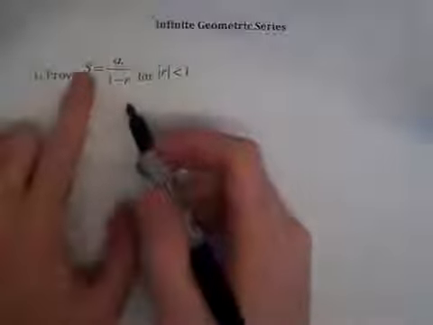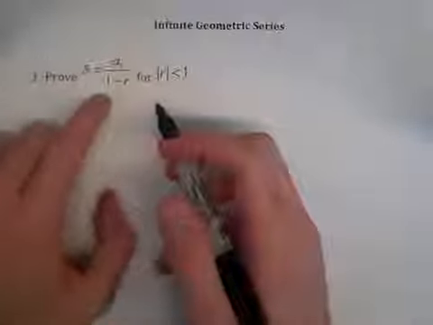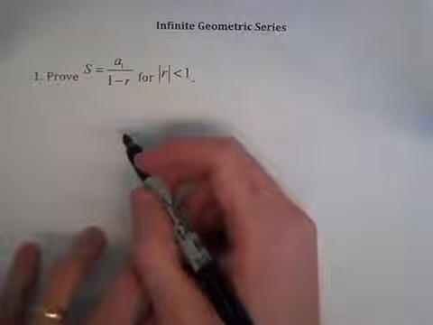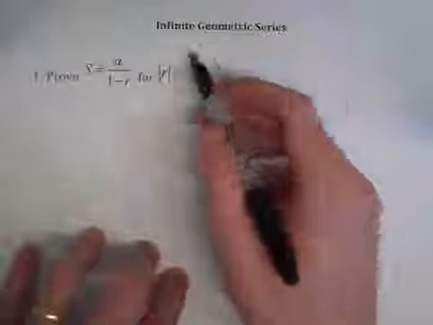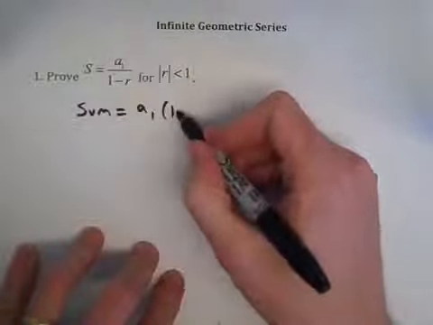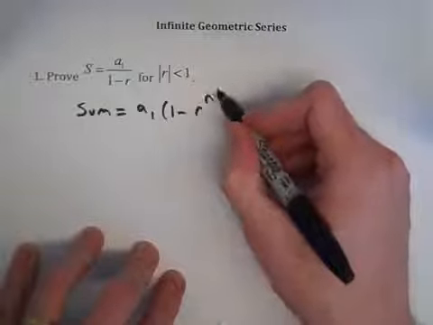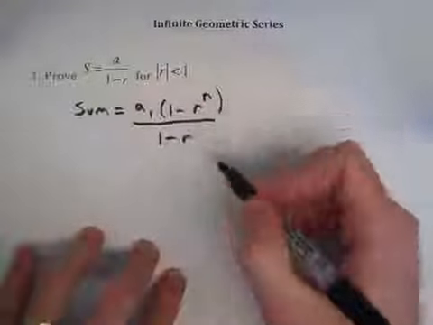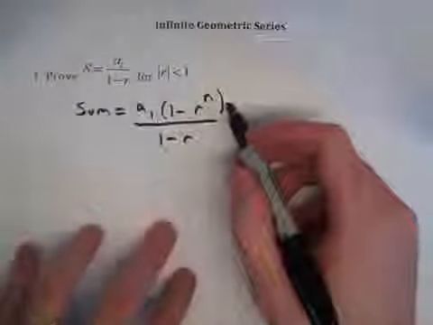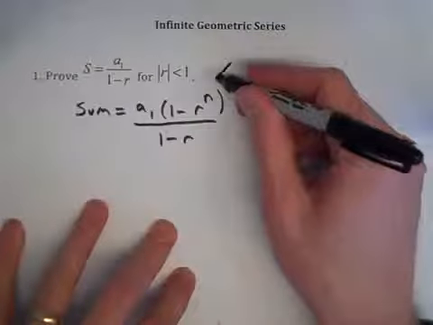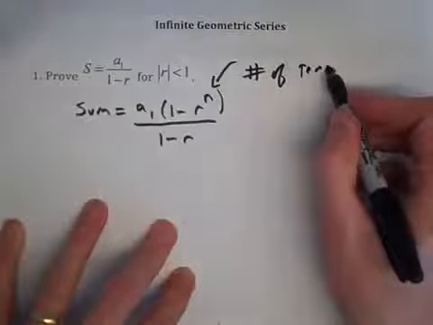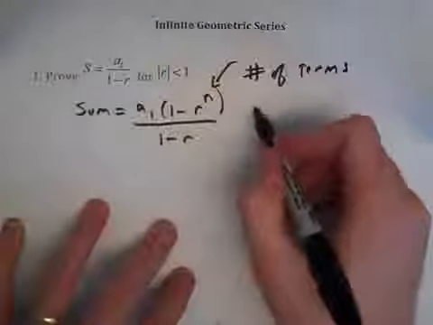Here it says the sum of the series is the first term divided by 1 minus r. So if you remember from a previous video, the geometric series sum, we had this: the first term times 1 minus the common ratio to the n. N is the number of terms, and r was the common ratio.